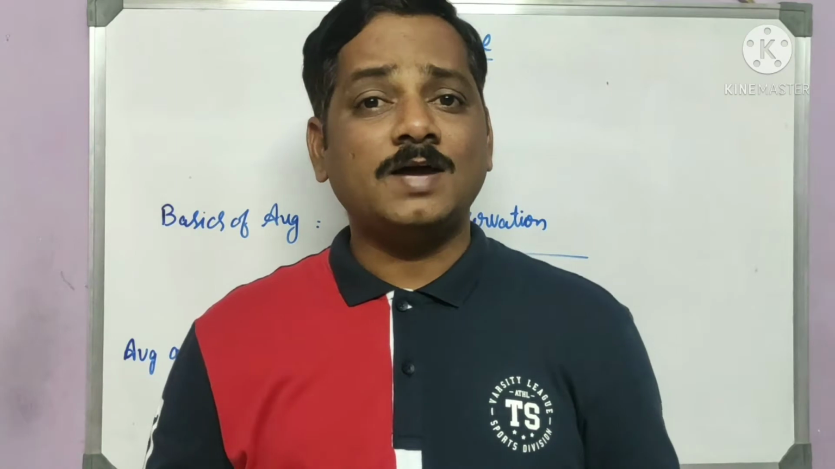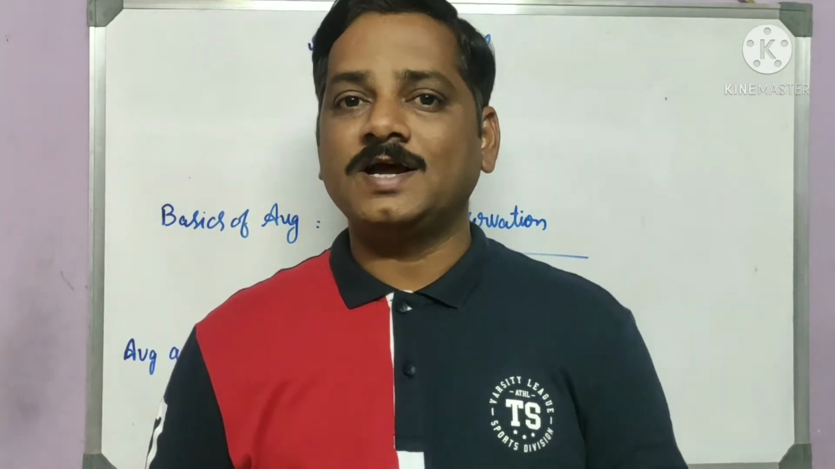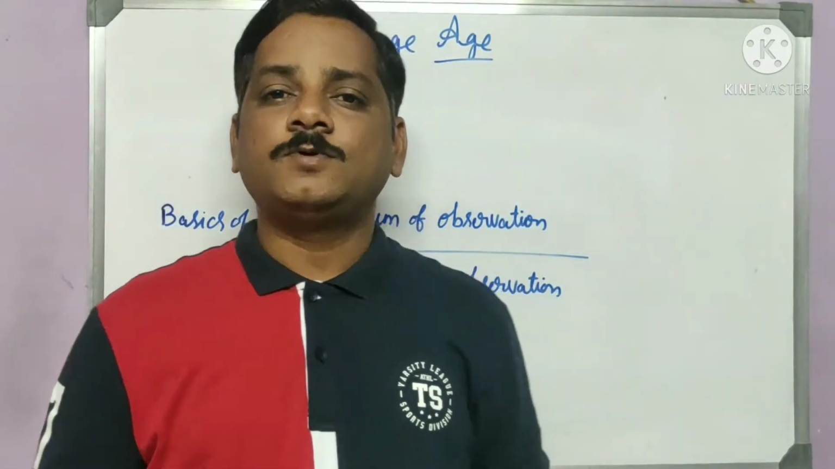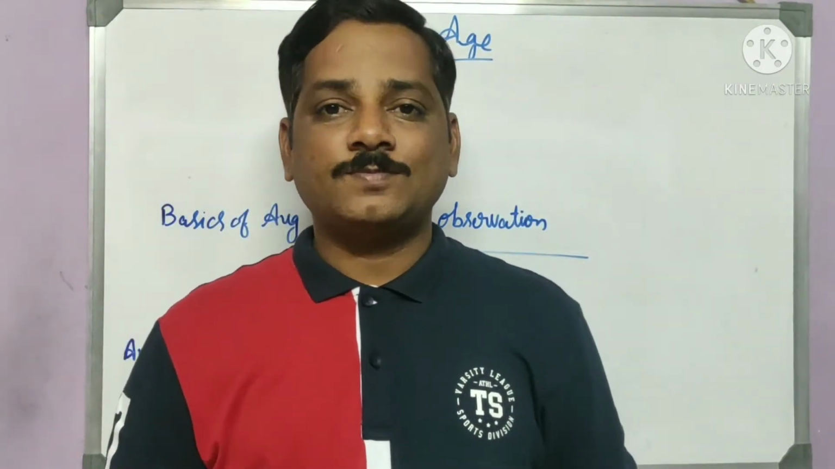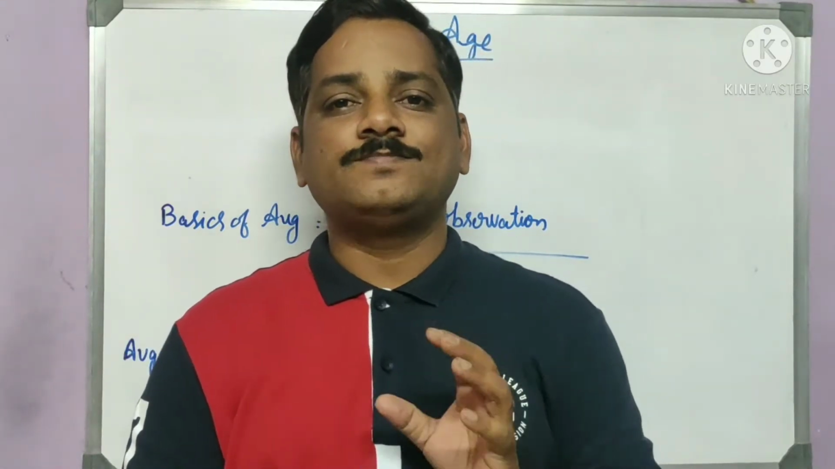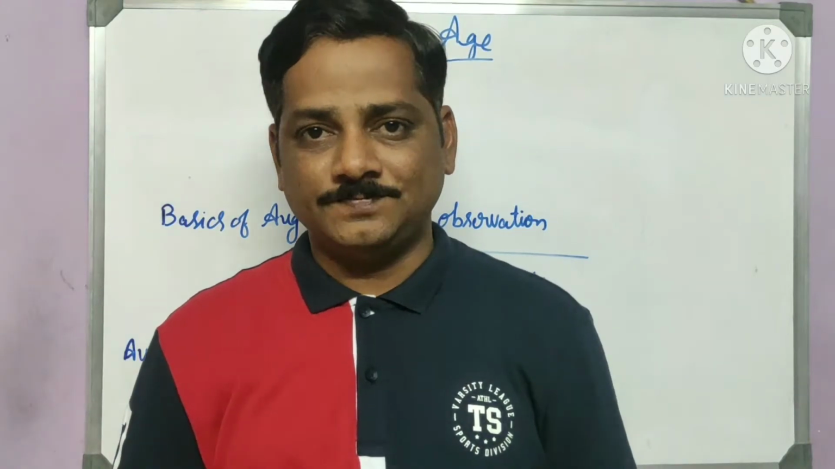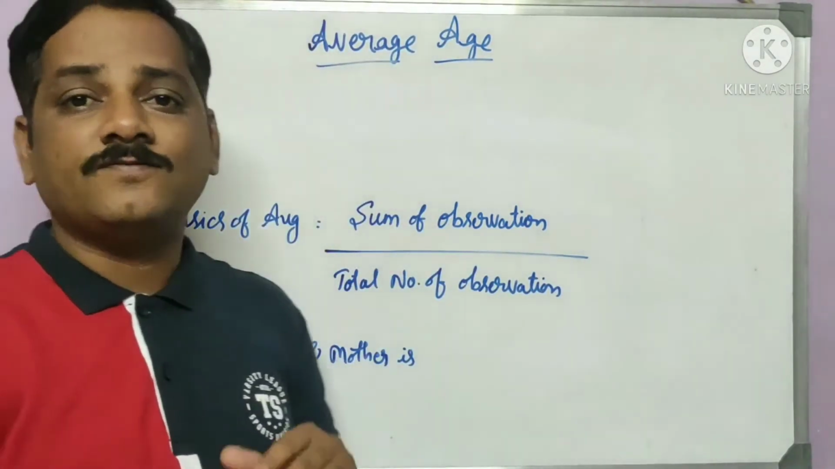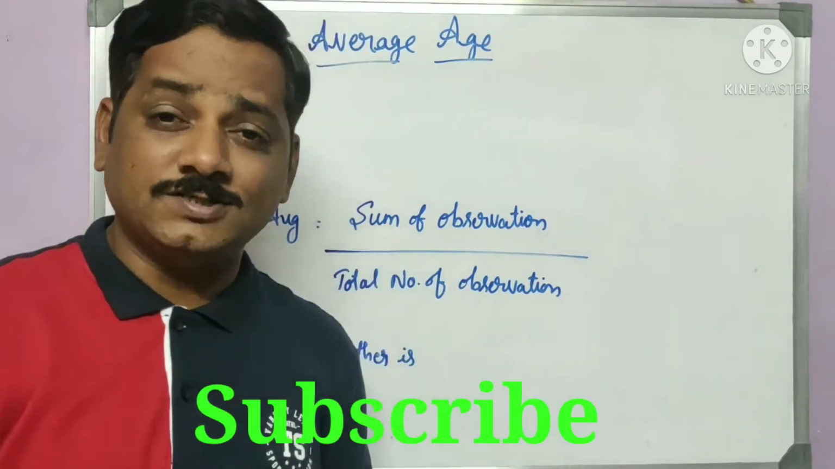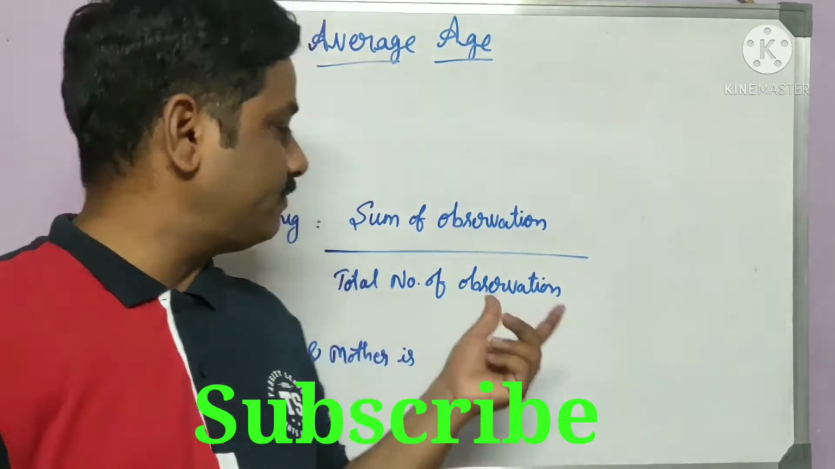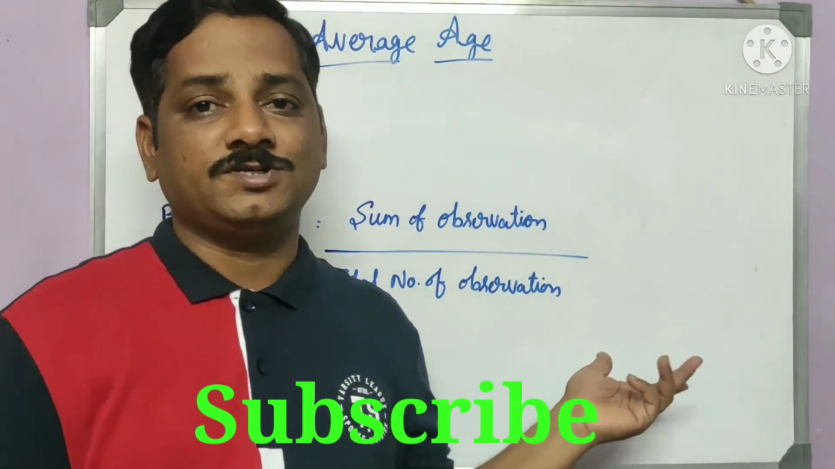So today I am here with a new topic regarding the problems on ages, that is average age. Yes, I am going to solve 4 important problems on average age. To understand this, we need to have some basic information of average. Here you can look at the board, the formula has been written for average. Average is nothing but the sum of observations made divided by the total number of observations.